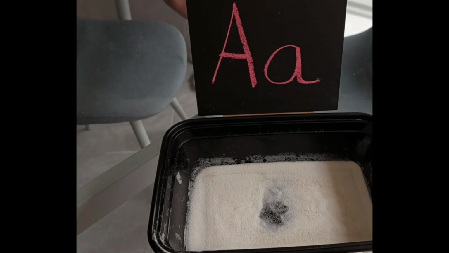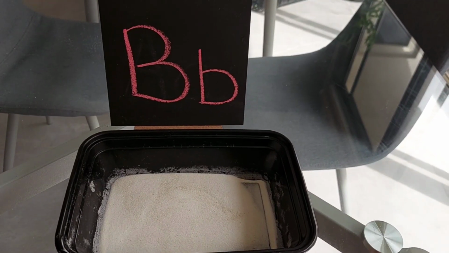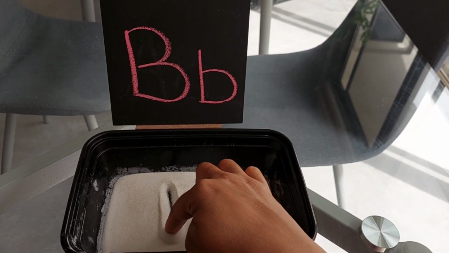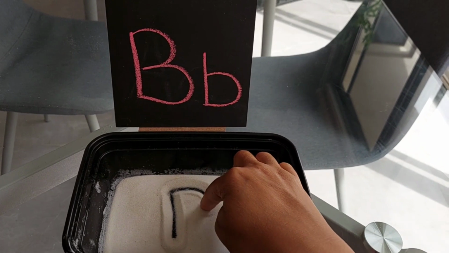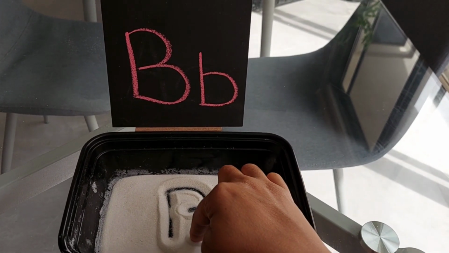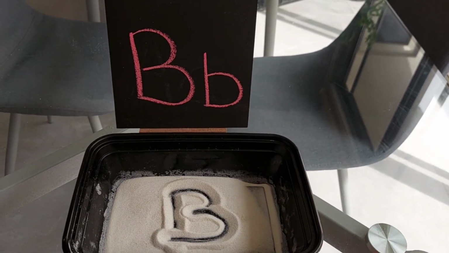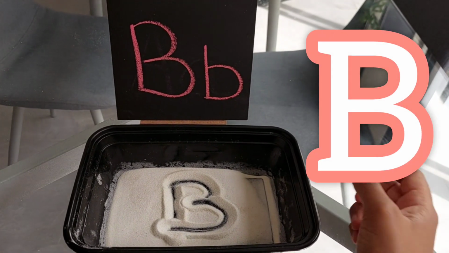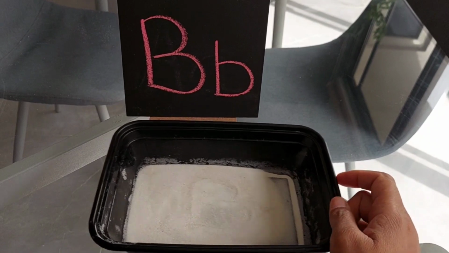Now let's learn how to write the letter B. Are you guys ready? All right, we're gonna go straight down and then we're gonna go around to the middle and then around all the way to the bottom. We just wrote an uppercase B. Good job, guys. Now let's shake it out.